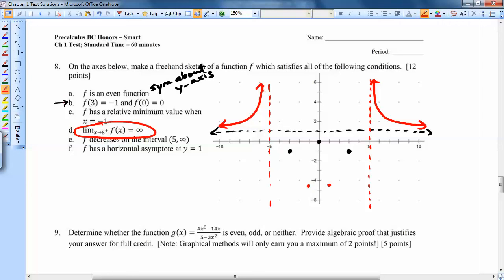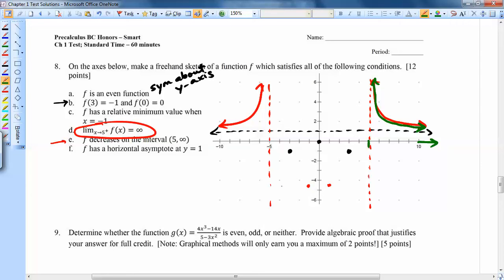So let's see what's left. Decreases on the interval 5 to infinity. So that means the function has to be going downwards from 5 to infinity along the x-axis. Well, I already have that. That's right here, right? It's decreasing there from 5 all the way out to infinity. It keeps going down towards y equals 1. And I already have the mirror image of that.